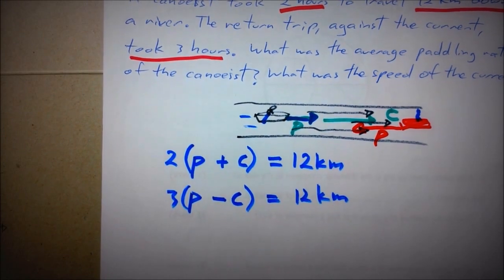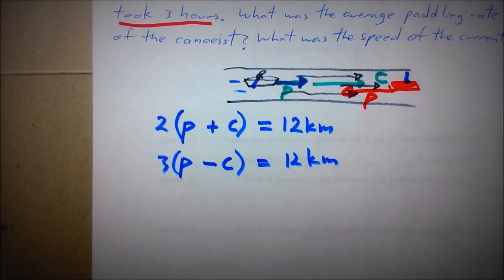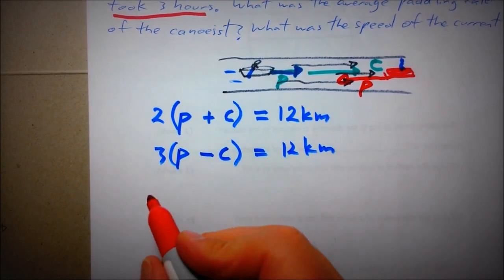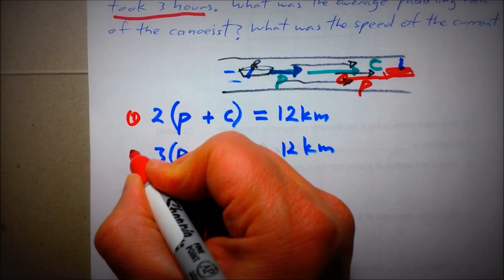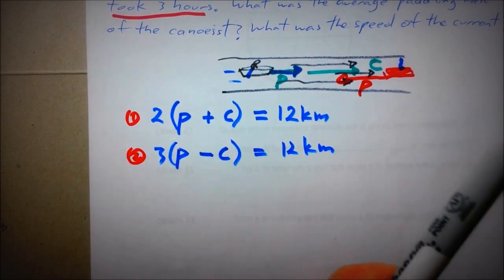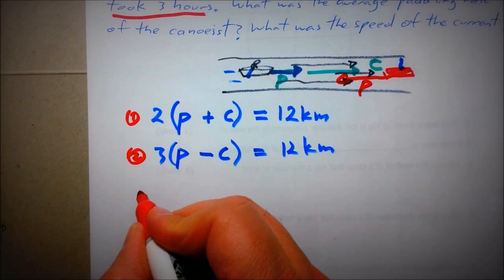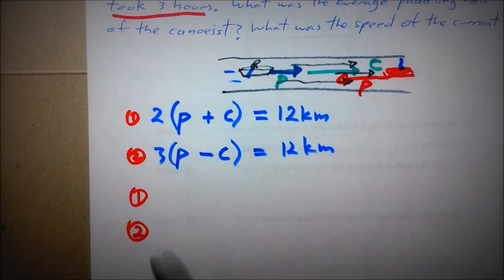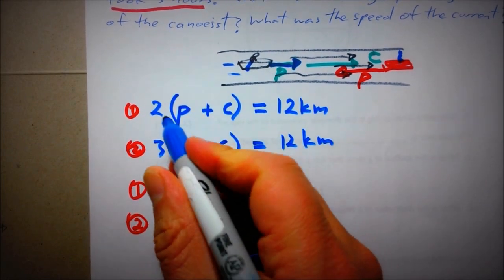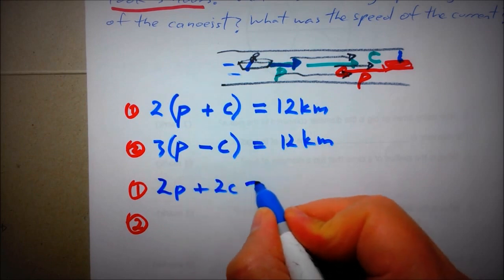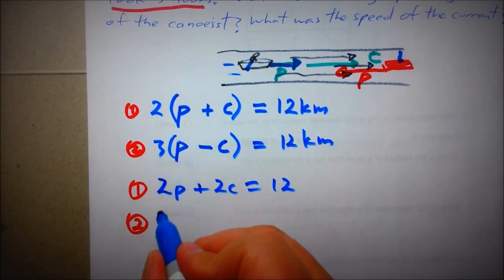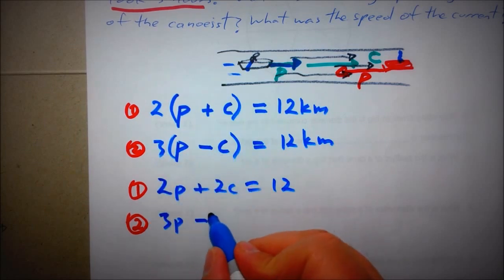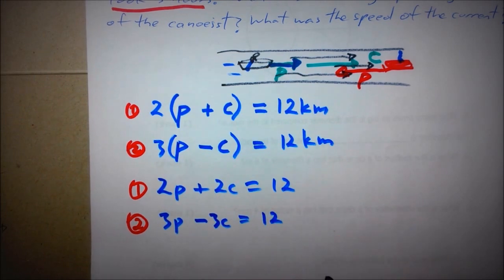So now once we have these equations, we can use them to find out the speed of the current and the paddling rate of the canoeist. Once again we label the equations, and probably the first thing we might want to do is to expand them. I'm going to expand equations 1 and 2, and this becomes 2 times P, 2P, plus 2C equals 12 kilometers, and here 3 times P, 3P, times negative C, so 3 times negative C gives us negative 3C equals 12 kilometers.